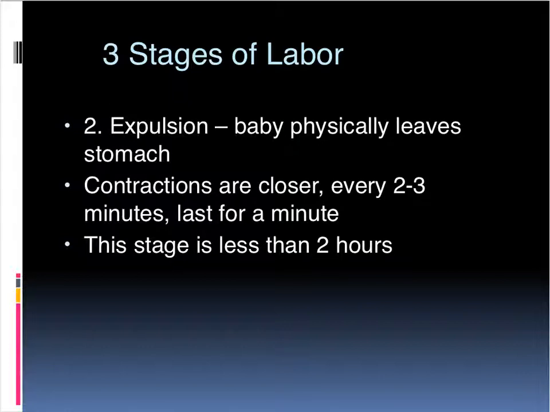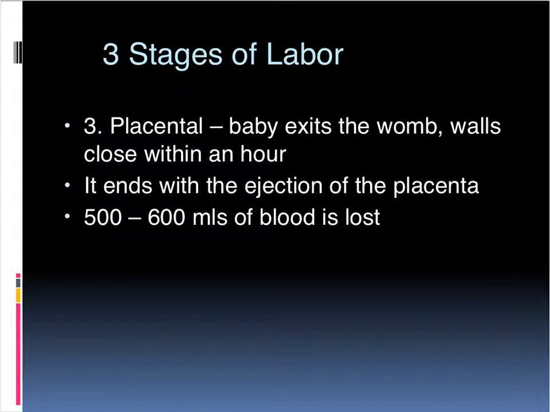Second stage of labor, expulsion. The baby physically leaves the stomach. The contractions are closer, every 2 to 3 minutes. They last for a minute, and this stage is less than 2 hours. Finally, we have the placental stage, stage 3. The baby exits the womb, the walls close within an hour, and then it ends with the ejection of the placenta, and there's usually a blood loss of about 500 to 600 milliliters of blood.